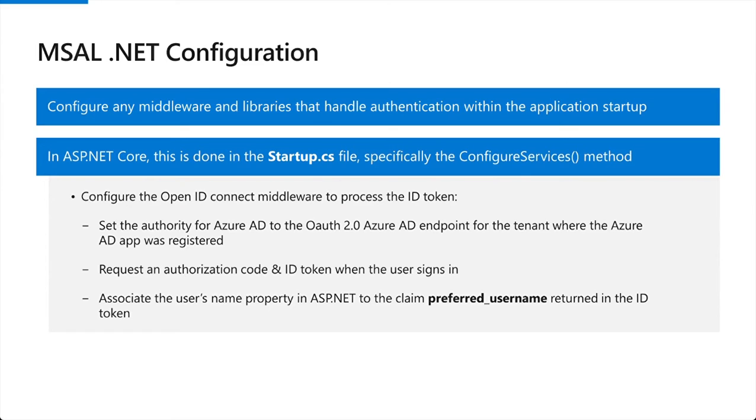If you're using ASP.NET Core, you can use the Startup.cs file, and specifically the ConfigureServices method, to configure any middleware and libraries to handle the authentication to start listening. So at this point, you're going to set the authority for Azure AD to be the OAuth 2.0 Azure AD endpoint. You're going to request both an authorization code and ID token when the user signs in. You're going to associate the user's name property in ASP.NET to the preferred username claim returned in the ID token, and you want to create a callback when the authorization code is received to add all claims from the ID token to the current signed in user's claims. So these are all things that you can do in that ConfigureServices method.